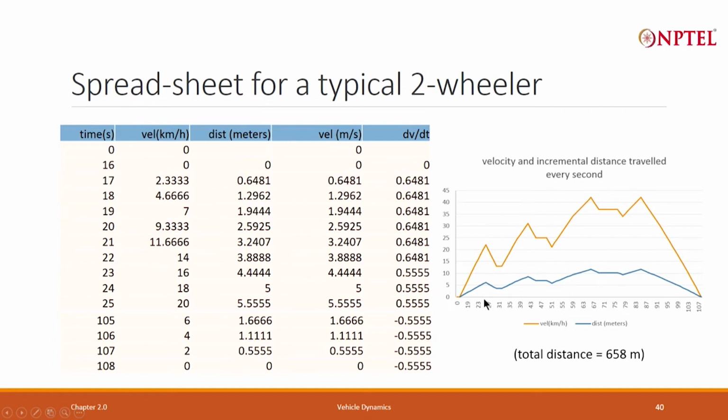But what is happening is that if I integrate it, it will give me 658 meters. Incremental distance is that much. These are incremental distance and incremental velocity. Okay? I can compute the acceleration.